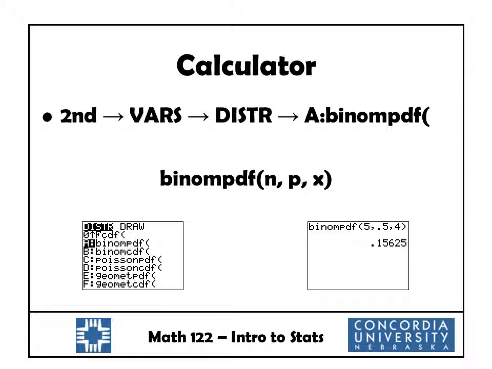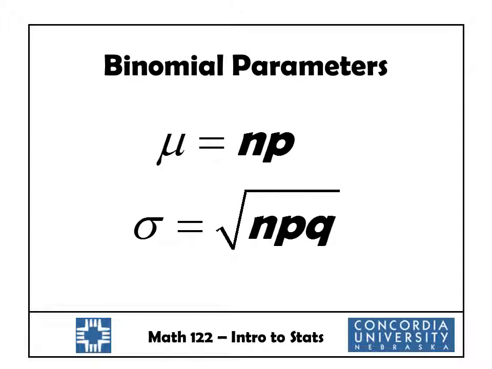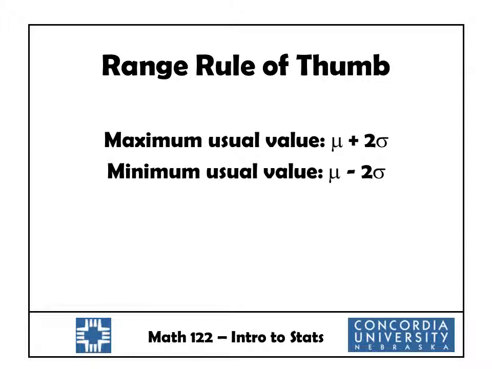We had a formula for calculating binomial probabilities. It's called a PDF, and here's the calculator command, binompdf. When you enter that in your blank home screen, you have to enter n, p, x. For a binomial distribution, the mean mu and standard deviation sigma can be calculated according to these formulas: np and the square root of npq. We can use those along with the range rule of thumb, which says the maximum usual value is mu plus 2 times the standard deviation, and the minimum is mu minus 2 times the standard deviation.